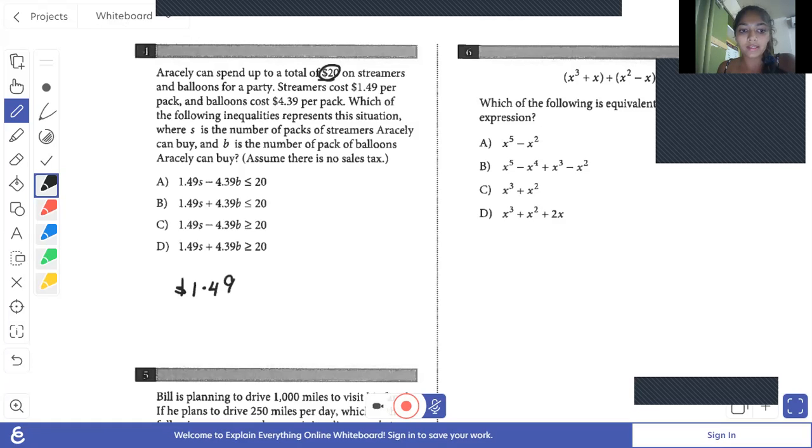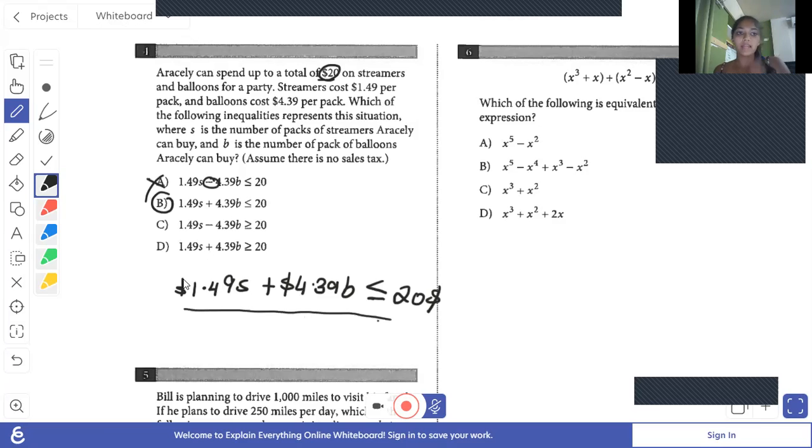So if streamers is S, that would be $149 S plus, and then we add up the cost of the balloons, which is $439 B, and this value cannot exceed $20. So this must be less than or equal to $20. And this is a plus, so it can be A. And this equation exactly matches what we wrote here. So our answer for this would be B.